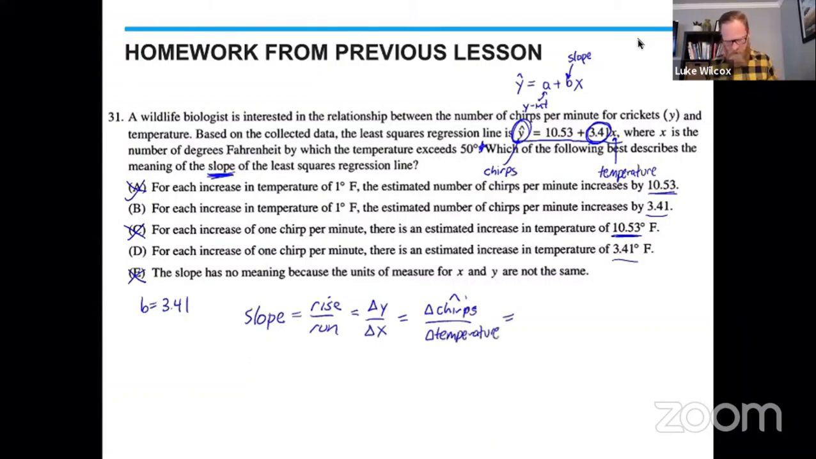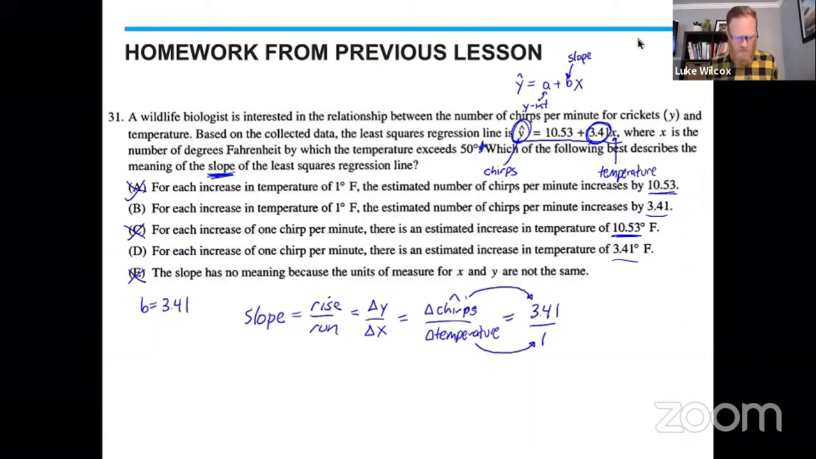Now, we know what the slope is. We know the slope is equal to 3.41. But I'm going to write that as a fraction of 3.41 over 1. And here's the reason why. When it comes to interpreting slope, we see it right here. It's saying if we had a change in temperature of 1, an increase of 1 degree in the temperature, we would expect or predict the number of chirps to go up by 3.41.